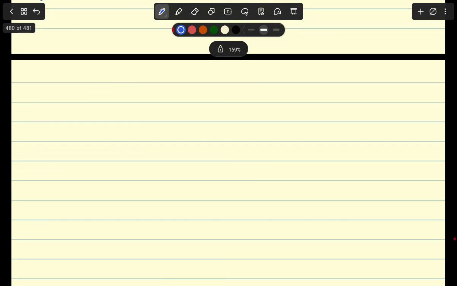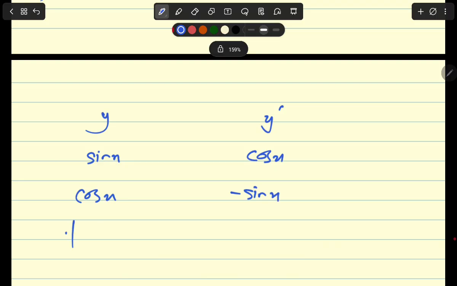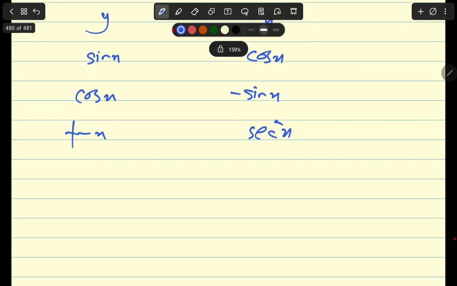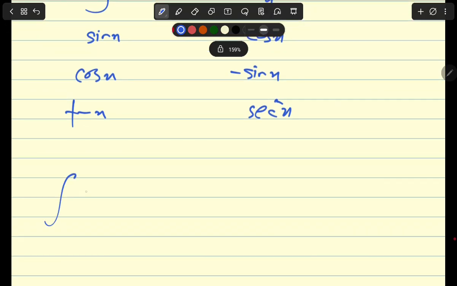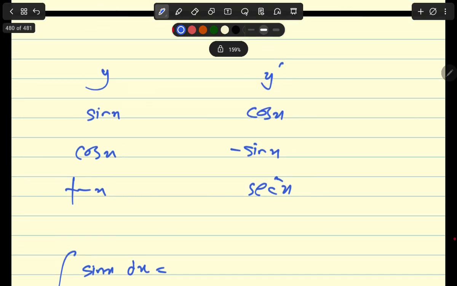Now let's do trigonometric integrals. So if this was sine x, this was cosine of x. If this was cosine of x, this was negative sine of x. If this was tan x, this was sec square x. So antiderivatives therefore, the integral of sine x is going to be equal to negative cos x. Okay, so if you integrate it, you get this.